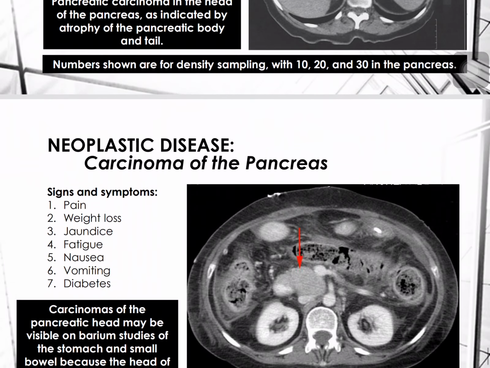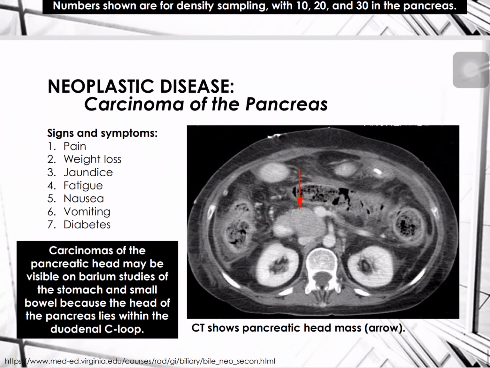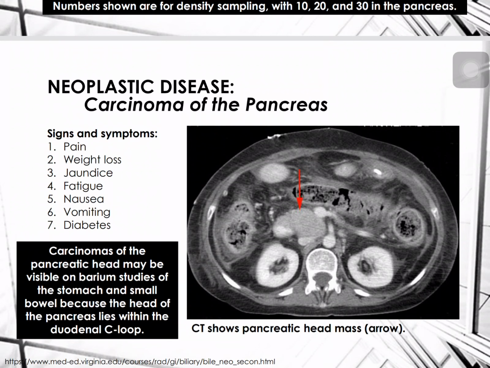Signs and symptoms are nonspecific and include pain, weight loss, jaundice, fatigue, nausea, vomiting, and diabetes. Carcinomas of the pancreatic head may be visible on barium studies of the stomach and small bowel because the head of the pancreas lies within the duodenal C-loop. Carcinomas of the body and tail may affect the duodenal-jejunal junction and cause distortion on the barium-filled small bowel study.